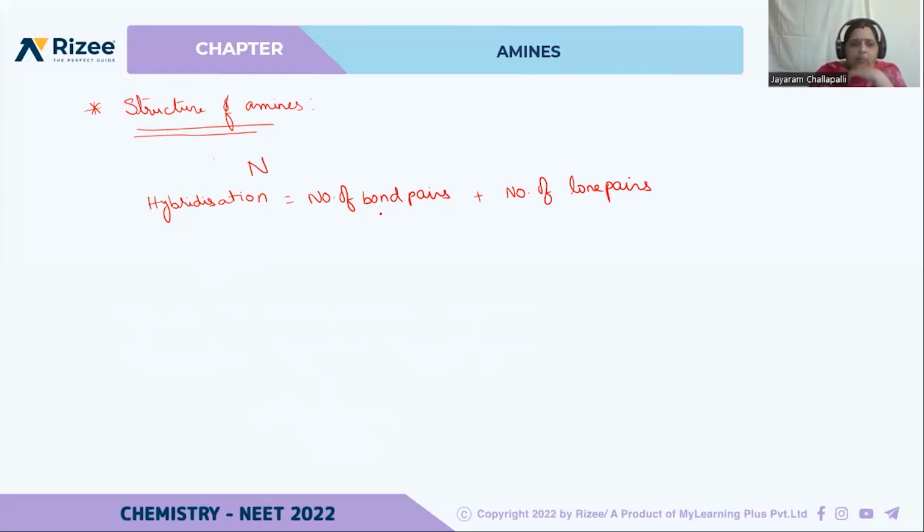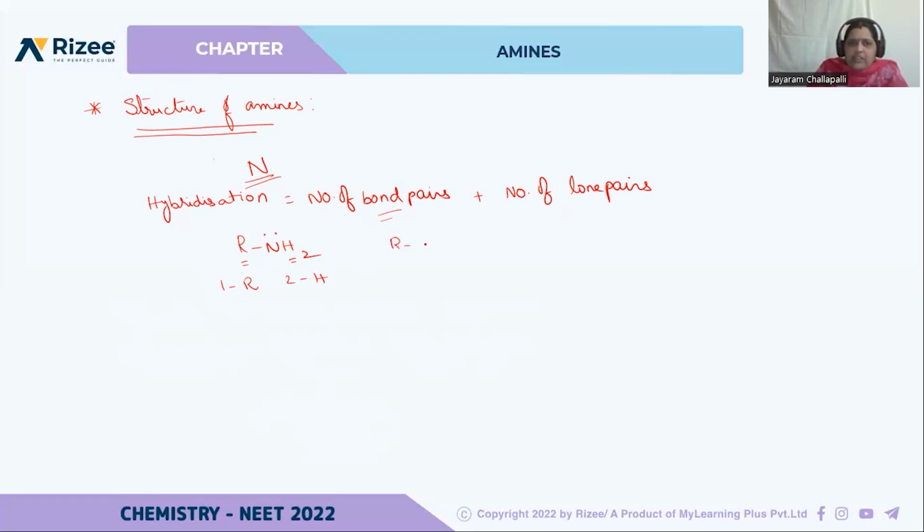What is the number of bond pairs? The number of atoms attached to the central atom, that is N. And what is the number of lone pairs? Lone pairs present on the central atom after forming bonds. So let's see. In case of a primary amine, nitrogen forms 3 bonds, one with the alkyl group and 2 bonds with hydrogen, and 1 lone pair of electrons.